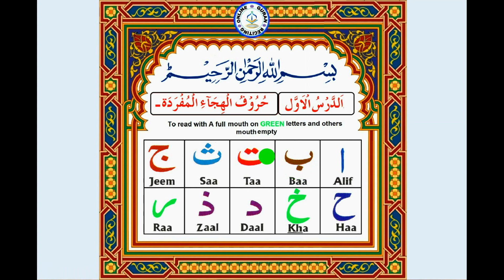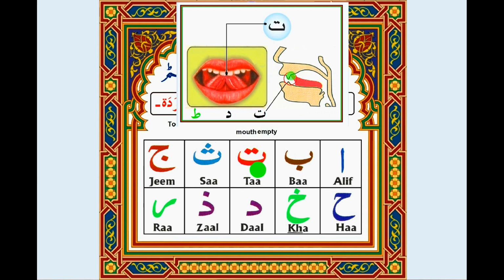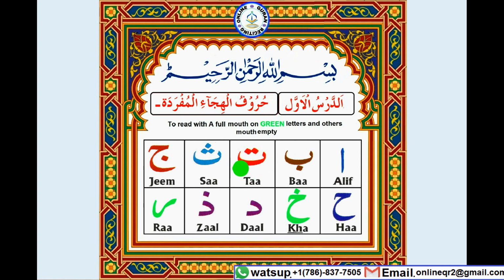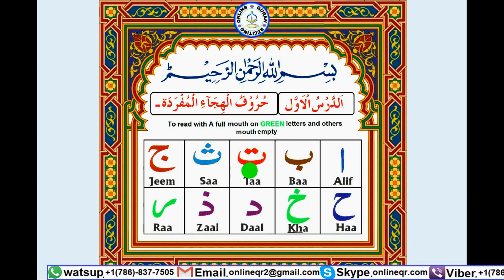This is Ta. Kindly read after me. Ta. Ta comes from tip of the tongue, touches the gum behind the upper front two teeth. To pronounce Ta. Ta.